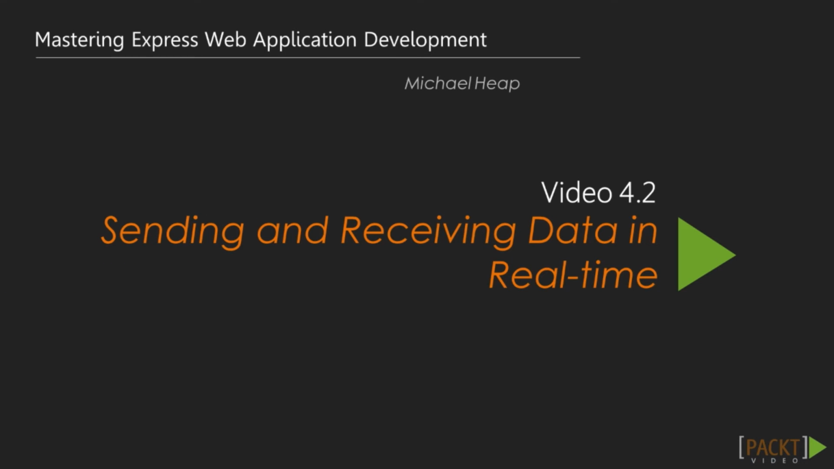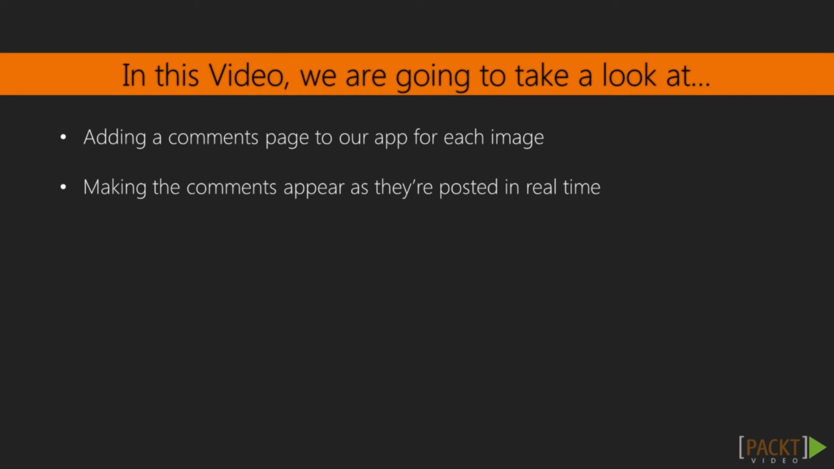We're going to dive straight into things in this video, as I'm sure you can't wait to make our app send and receive data in real time using our SocketIO install that we set up last time. In this video, we're going to be adding a comments page to our app for each image. We're going to make those comments appear as they're posted in real time.